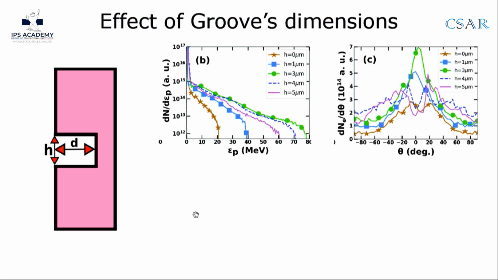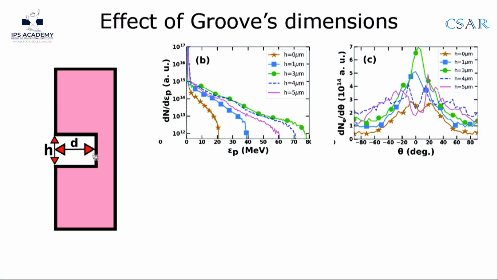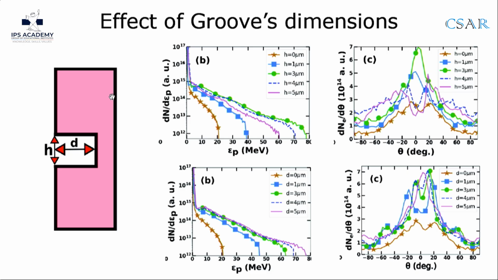So we tried to optimize the dimension of the groove, and we saw that when your groove width, this vertical dimension, matches with the waist of the laser pulse, that is the optimum width of the groove. And with the depth of the groove, we tried increasing the width and the depth, and we saw that the energy continuously increased. So you keep drilling in, and you see that the proton energy keeps increasing.